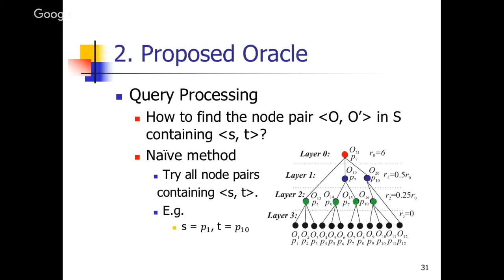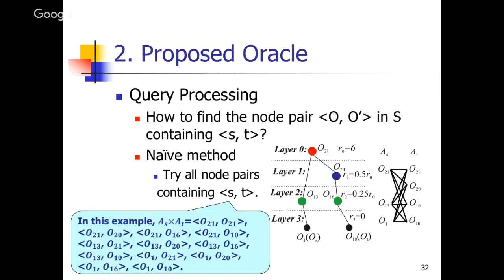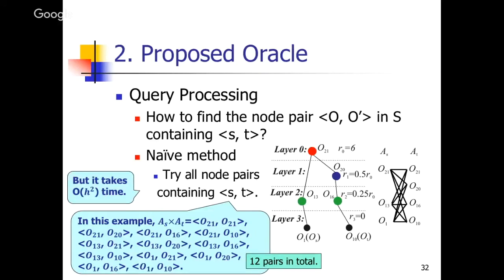It tries all node pairs containing ST. In this example, S is P1 and T is P10. Consider the path from O1 to the root and the path from O10 to the root. It finds a set AS containing all nodes on the path from O1 to the root, and a set AT containing all nodes from O10 to the root, and then it takes the Cartesian product of AS and AT. In this graph, each edge corresponds to a pair in the Cartesian product of AS and AT, so it's very dense. In this example, 12 pairs were considered, and it takes O(H squared) time.